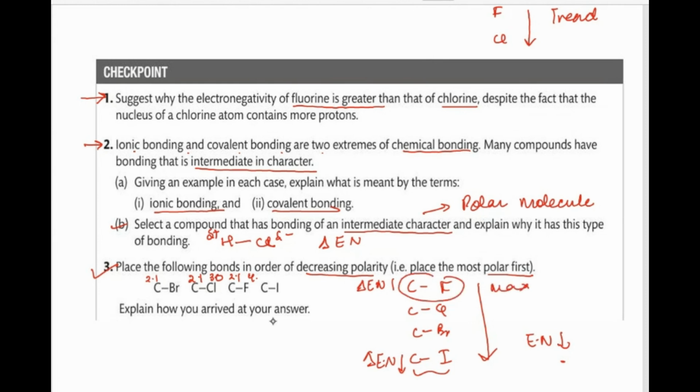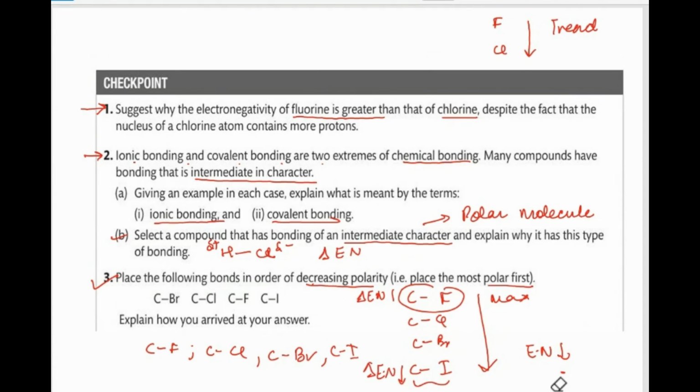So if we want to arrange it in decreasing polarity, that means the one with the maximum first, we'll have carbon-fluorine, then carbon-chlorine, then carbon-bromine, and then carbon-iodine. We don't need the values here. We can simply guess because we know that in a group, the electronegativity decreases. Other questions clear?